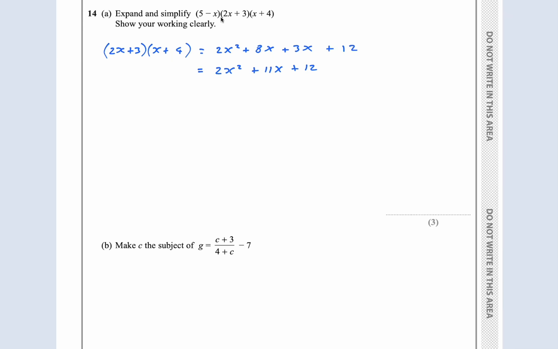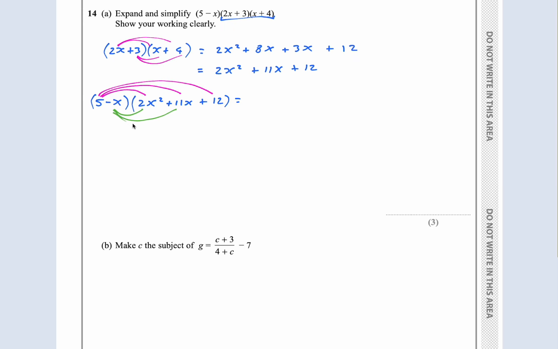Okay, so that's those two, but now I need to multiply by the 5 minus x. So I'll do 5 minus x in a bracket times this, 2x squared plus 11x plus 12. Now, guys, like here, I do first times the first, first times the second, second times the first, second times the second. Here I'm going to do first times the first, first times the second, first times the third, and second times the first, second times the second, second times the third.